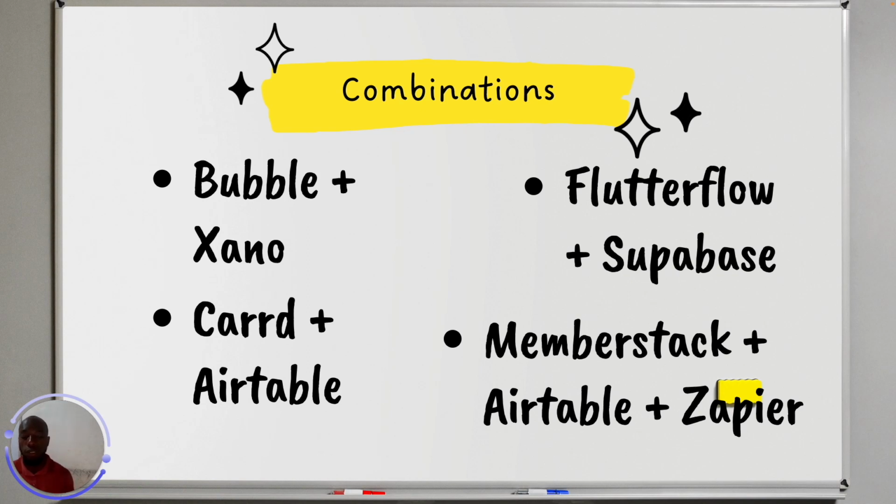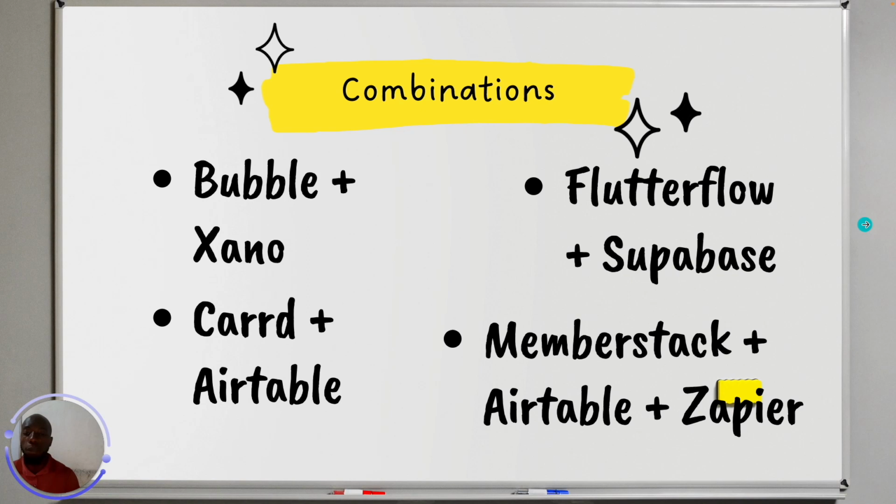And if you're doing something that has to do with membership, MemberStack, Airtable and Zapier are a very good combination. With MemberStack, you get to create membership plans. Then with Airtable, you get to hide things behind the paywall. And with Zapier, you get to automate everything in between. So those are some very good combinations for you to choose from.